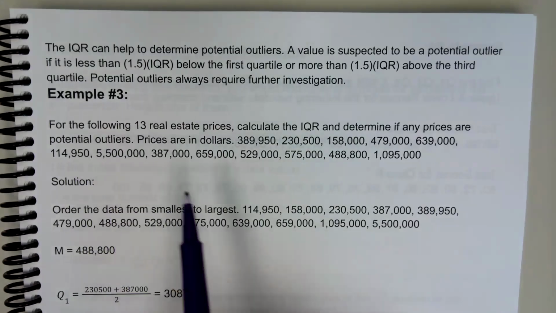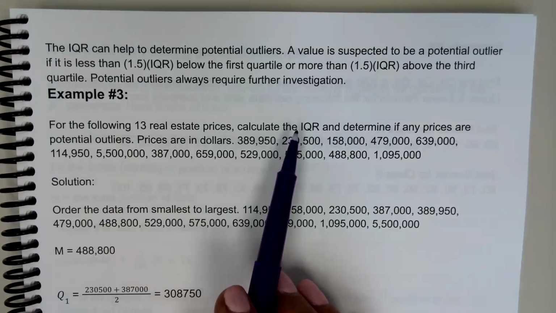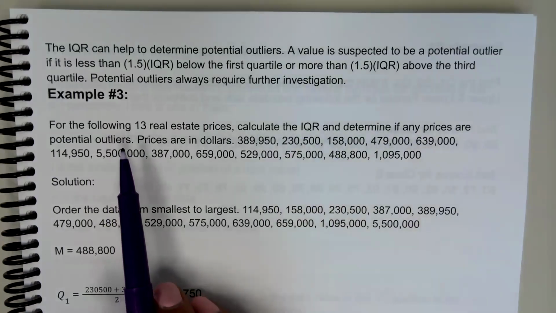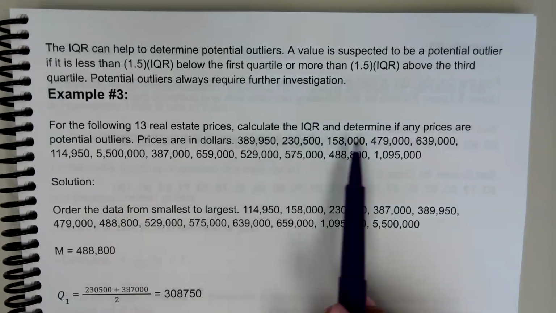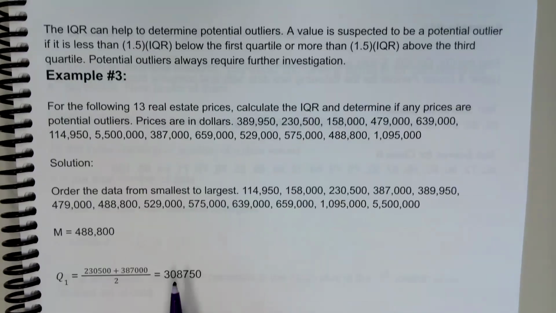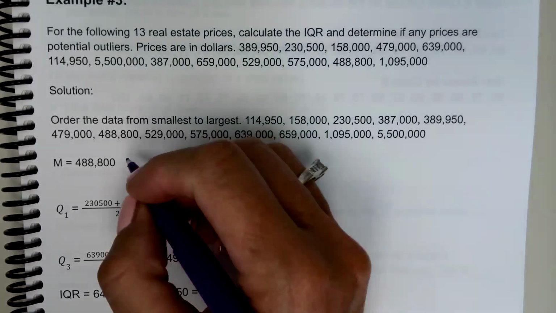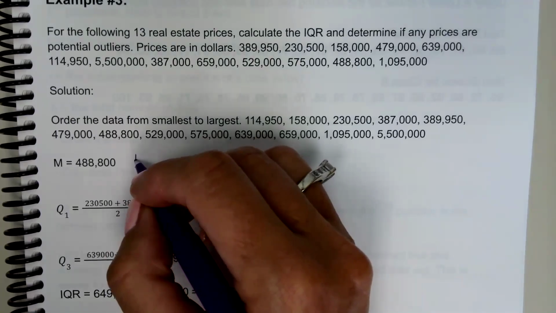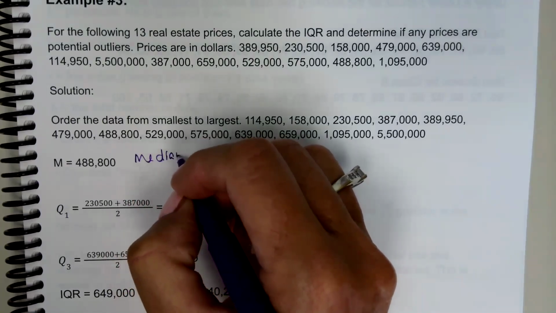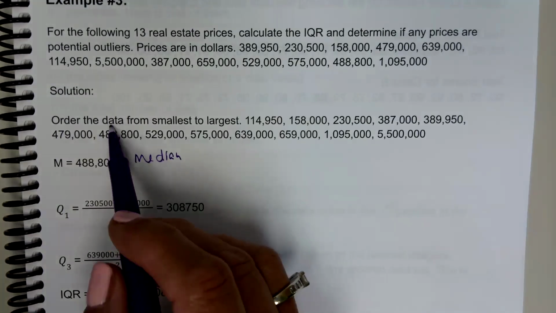So example 3 here, we have 13 real estate prices. We're going to calculate the IQR and determine if any prices are potential outliers. Prices here are in dollars. Our solution here is we're going to order our data from smallest to largest. M is our median. We have our Q1 and our Q3. So our median is right here.